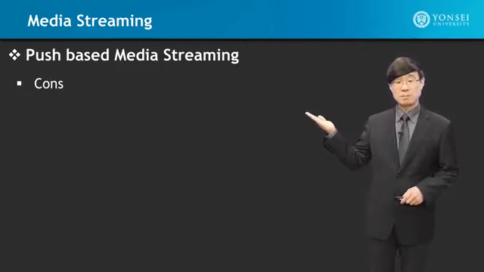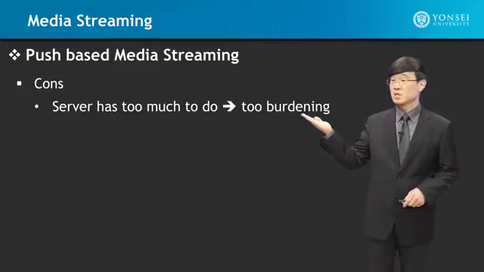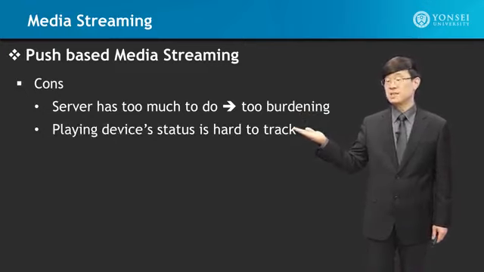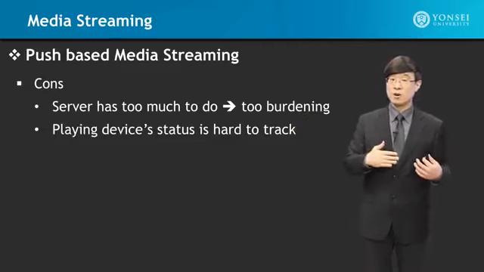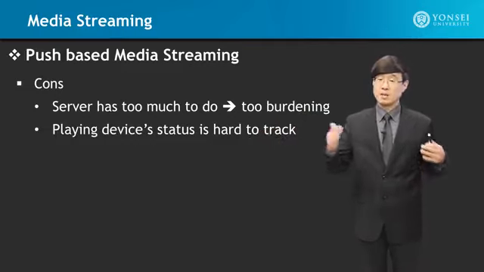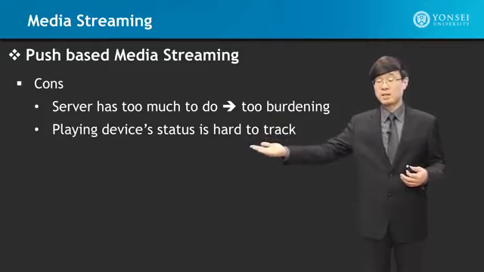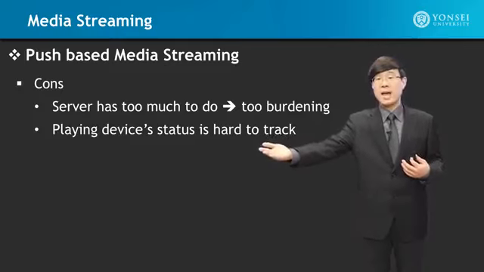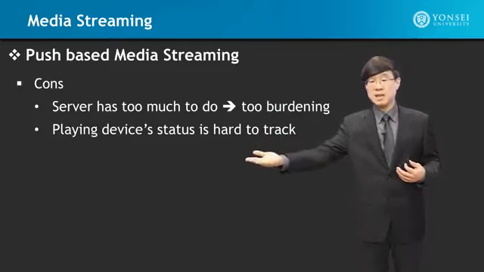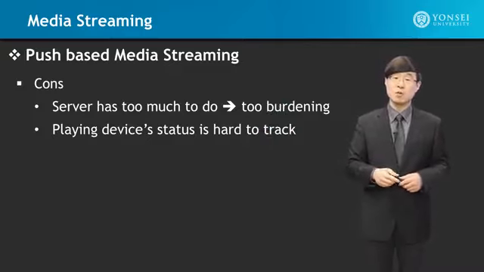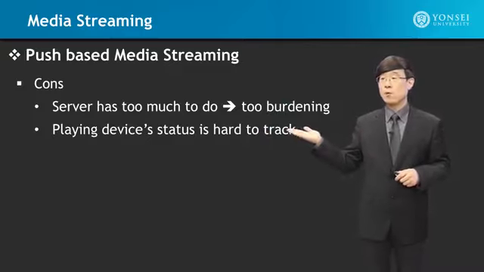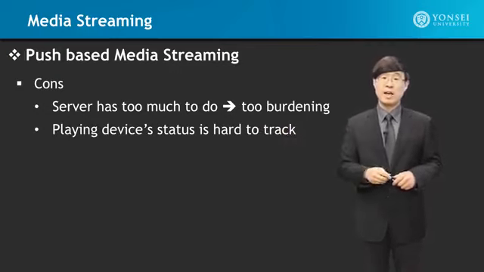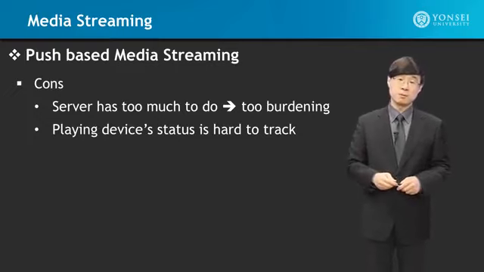Push-based media streaming, the disadvantages, the cons. Server has too much to do. It's too burdening. In addition, playing device's status is hard to track because the server and the mobile device are far away. The server is trying to keep track of the mobile device or your PC or laptop computer status, and it's far away. And by the time that a certain status is experienced and reported back to the server, there is a time gap. So therefore, the server is always trying to do catch-up of the current status that is going on at your PC, laptop computer, or smartphone.